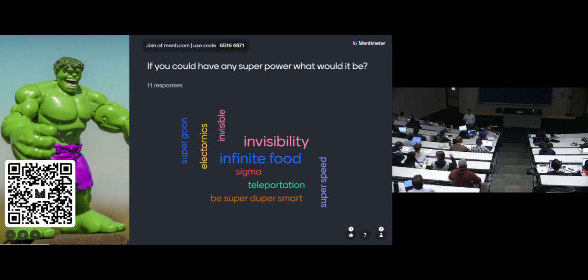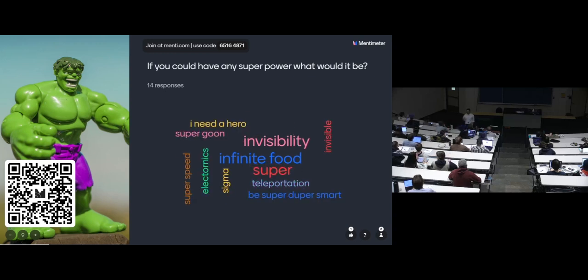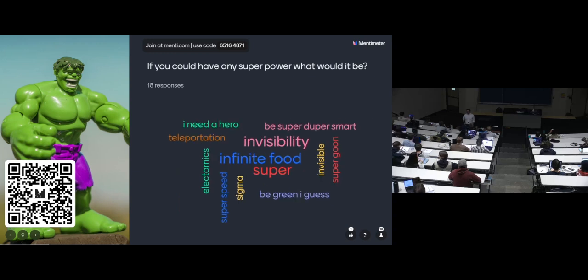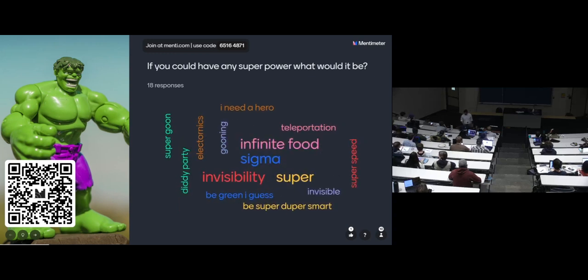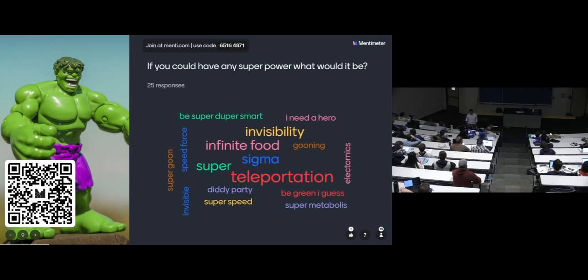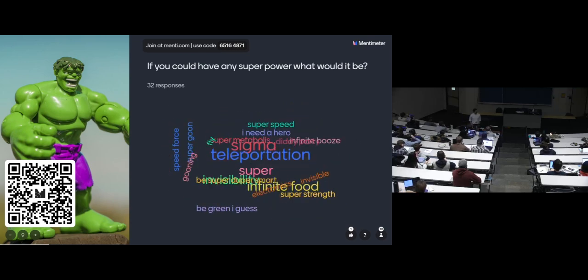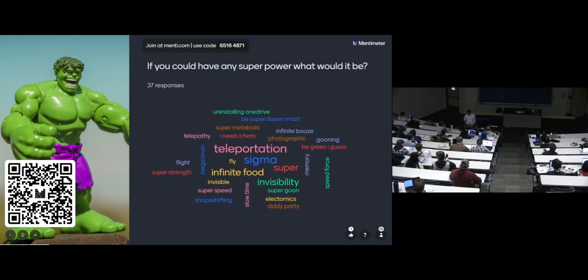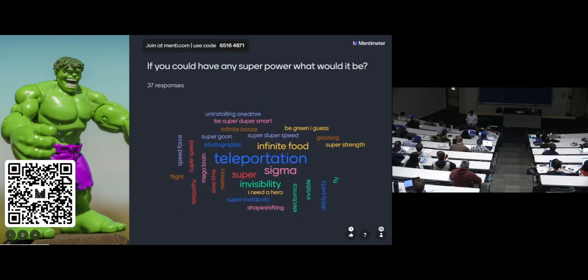Infinite food? But does that also come with infinite calorie burning, so that way you don't gain infinite weight? Be green, I guess. But does that come with being the Hulk? Or do you want to just be green? Or are you saying you want to be all things green energy?